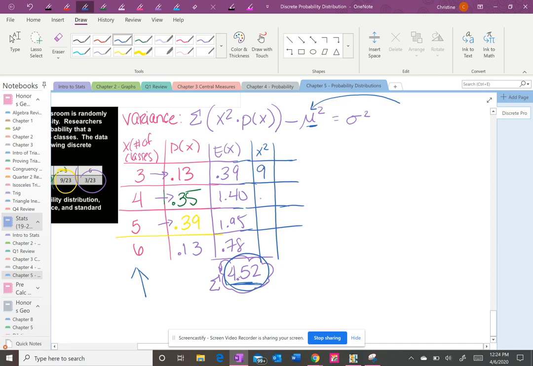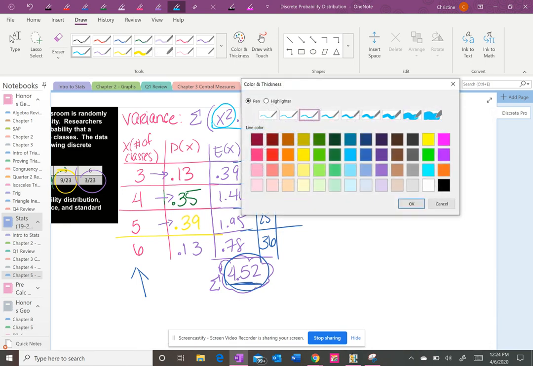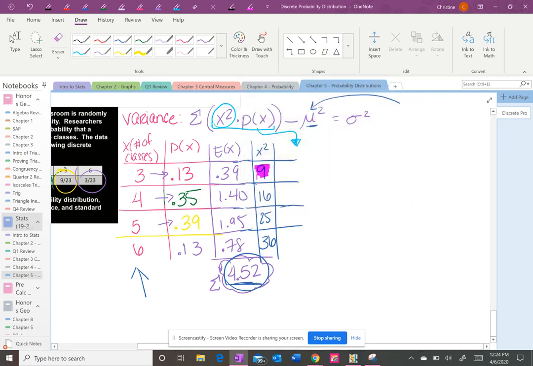So this would be 9, 16, 25, 36. Okay. Then in this column, I'm going to put this answer. So this set of parentheses is going to go here. Inside this set of parentheses, it literally just tells you to take x squared, which you just got, times p of x.